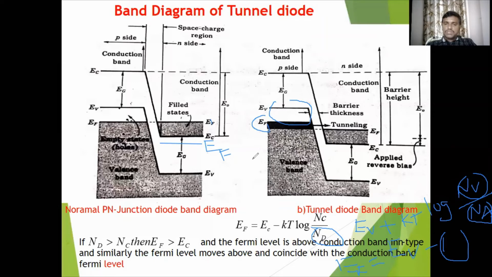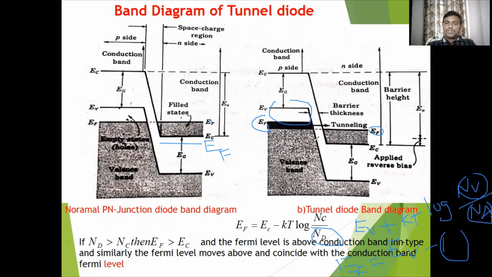Because of this, we can say that the Fermi level, that is the probability of finding an electron, is 1/2. Here EF is present below the valency band of the p-type material, and at the same time EF is present above the conduction level of the n-type material. So there is an overlapping of the valency band of the p side and the conduction band of the n side in the tunnel diode, and the depletion region is very small. So this is the concept.